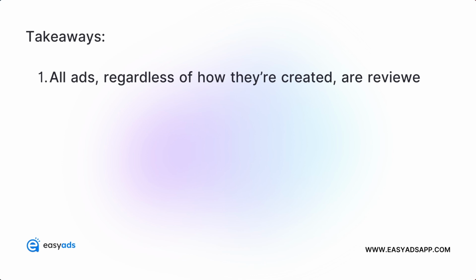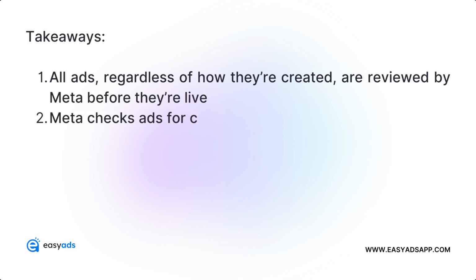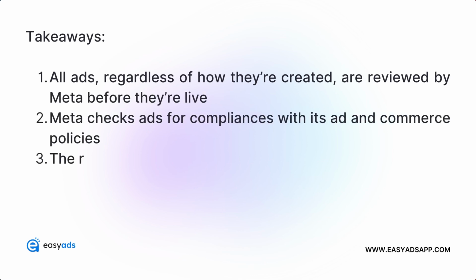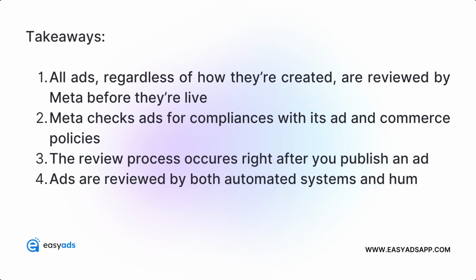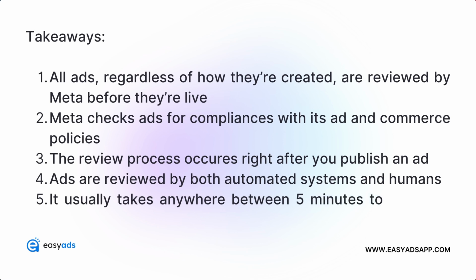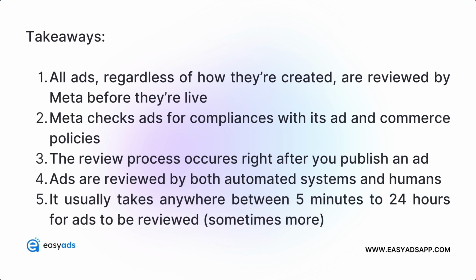So the main takeaways here are that all ads, regardless of how they're created, are reviewed by Meta before they're live. Meta checks ads for compliance with its ad and commerce policies. The review process occurs right after you publish an ad or edit it. Ads are reviewed by both automated systems and humans. It usually takes anywhere between 5 minutes and 24 hours for ads to be reviewed, and sometimes even more.